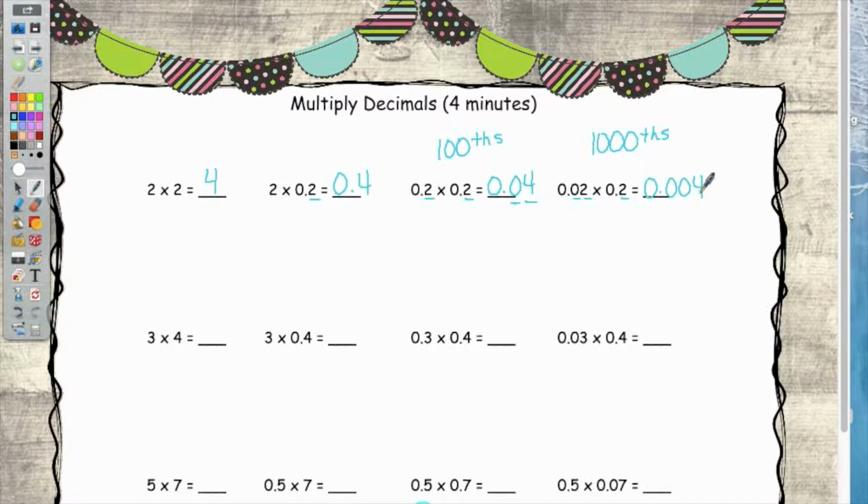Now I want you to go down and try this second row. But I want you to underline to keep track of what place value your answer will be in. So this time it's just going to be 12. Then it will be in the tenths place, the hundredths place, and the thousandths place. Okay? Give that a try. I'm going to pull a stick.